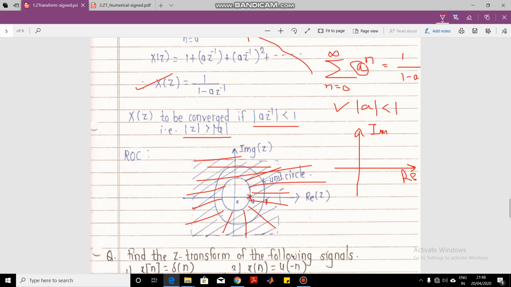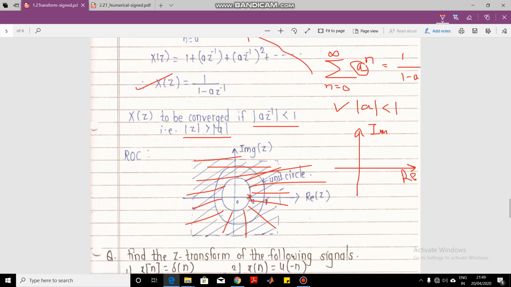You can draw it anywhere. So here this is the pole. Whatever region is outside this circle, the shaded region, it is the ROC. It is the region of convergence where x of z attains a finite value. If you try to compute the value of x of z inside this circle, which is mod of z less than a, you will get infinity. That infinity is a wrong answer, so that's why we have to specify the region of ROC.